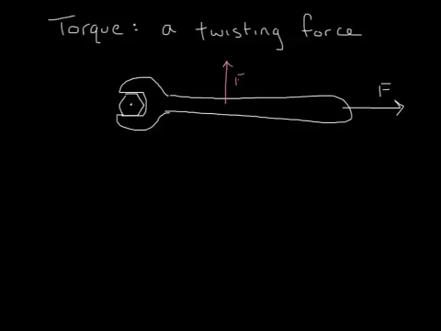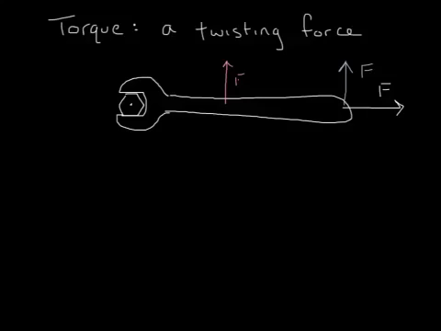Now, a third and even better option would be to grab the wrench out near the end but then push up. And so the idea here is that both the pink force and the blue force there would both produce a counterclockwise torque, and the white force pulling to the right would not produce any torque at all. But the blue force out near the end would produce more torque than the pink force near the middle, assuming the blue force and the pink force were the same value.